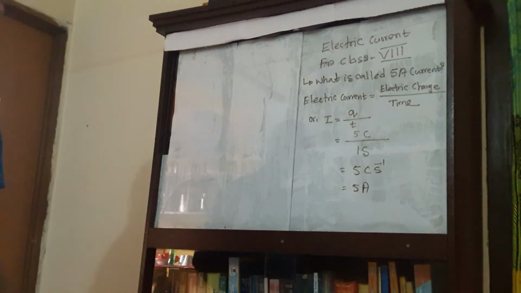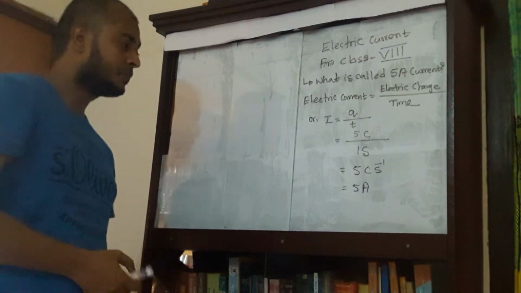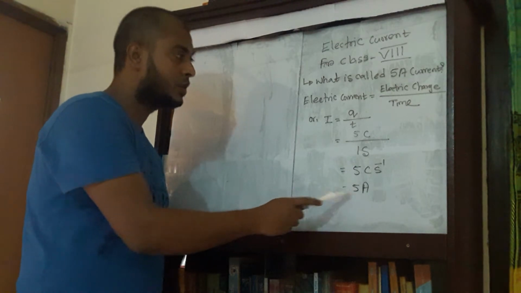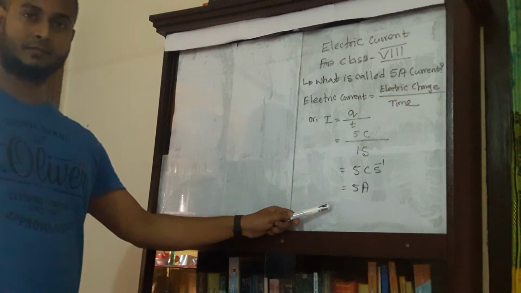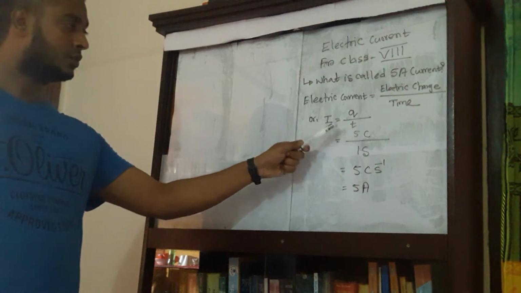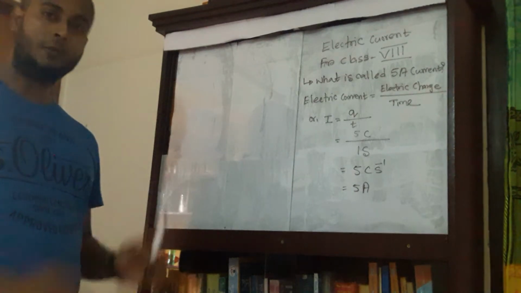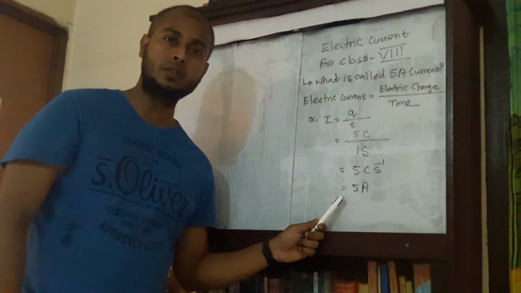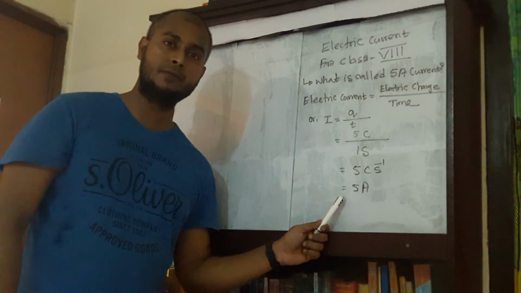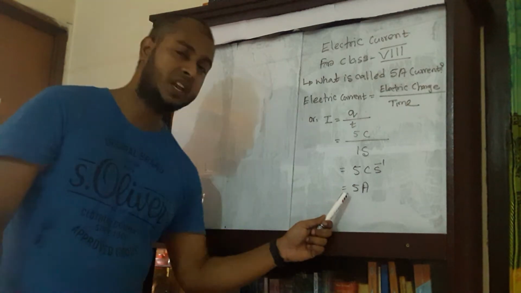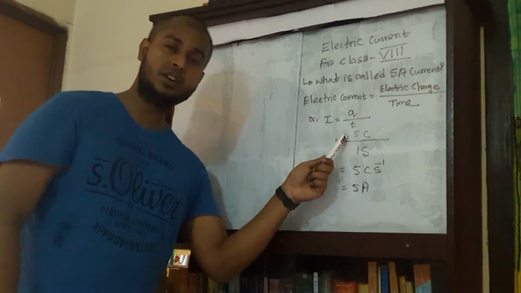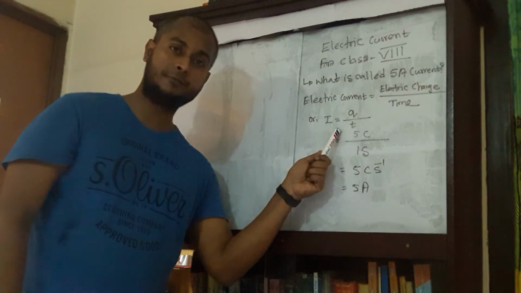If I say this in mathematical language, 5 ampere current means that if in 1 second, 5 coulomb charge flows through a conductor, then the related electrical current is equal to 5 ampere. So 5 ampere electrical current means inside any conductor, in 1 second, 5 coulomb charge flows through.